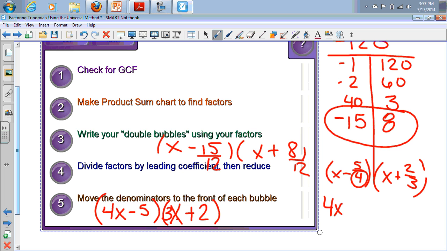What's 4 times x times 3x? 12x squared. Minus 5 and negative 5 and 3x is minus 15x. 2 times 4 is plus 8x. And negative 5 times 2 is minus 10. When it's all said and done, we ended up with the same thing. Okay? Factoring trinomials using the universal method.